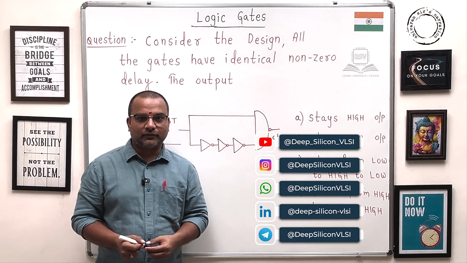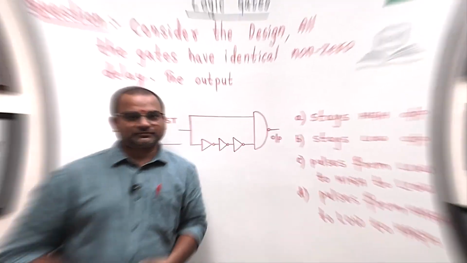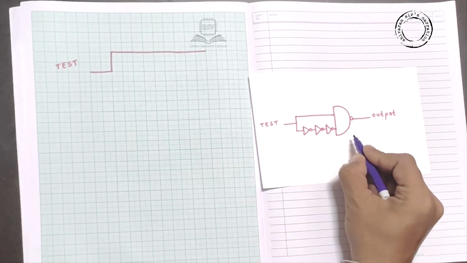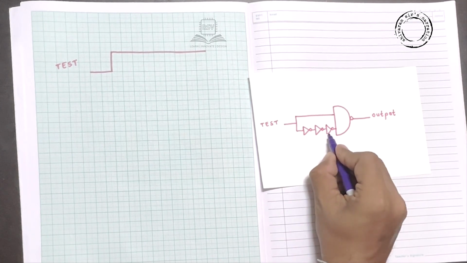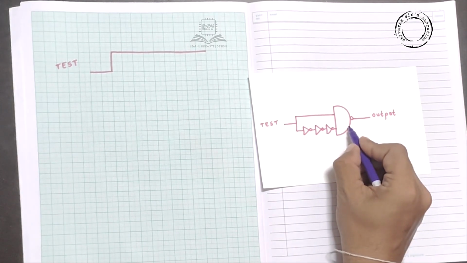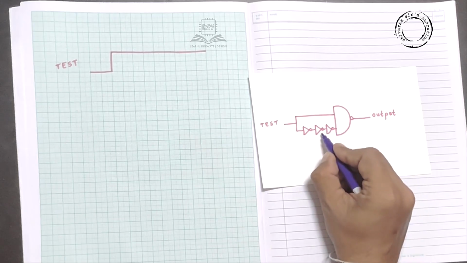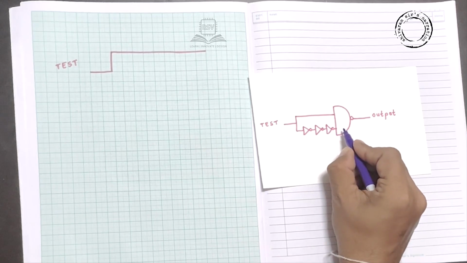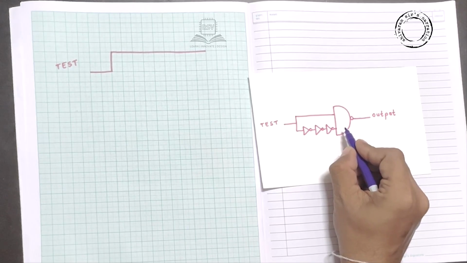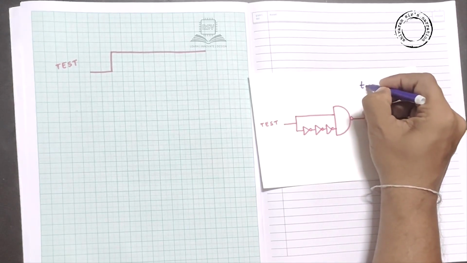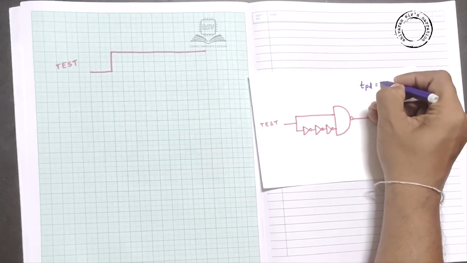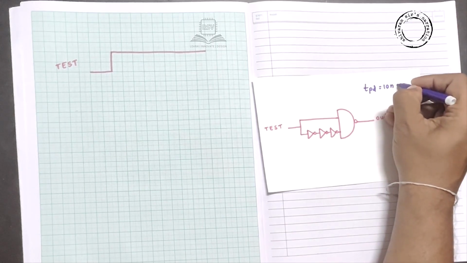For a better understanding, we are moving to graphical representation. The given design is this. It contains 3 NOT gates and 1 NAND gate. The biggest challenge in this question is they said there is a propagation delay, but they haven't given it, and all are identical. So whether it is a NOT gate or NAND gate, it has an equal propagation delay. For better understanding, we are assuming the propagation delay as 10 nanoseconds.